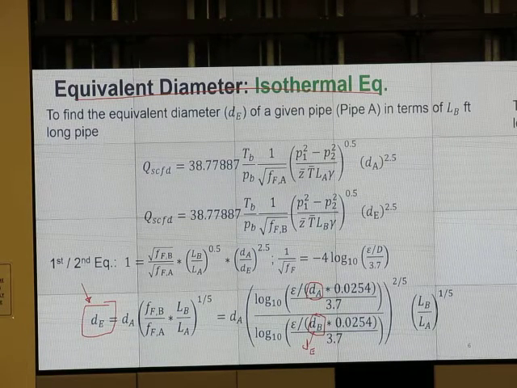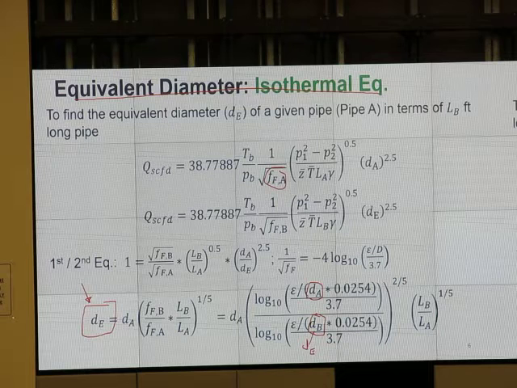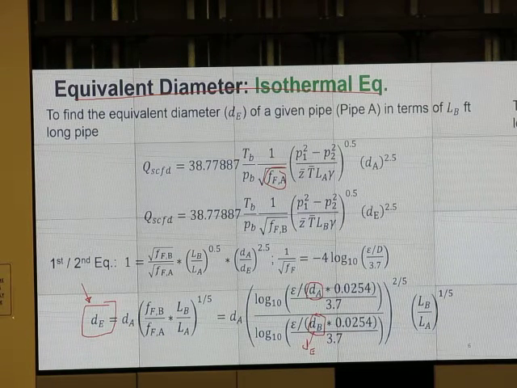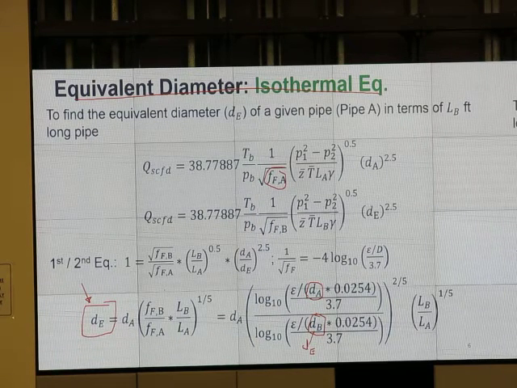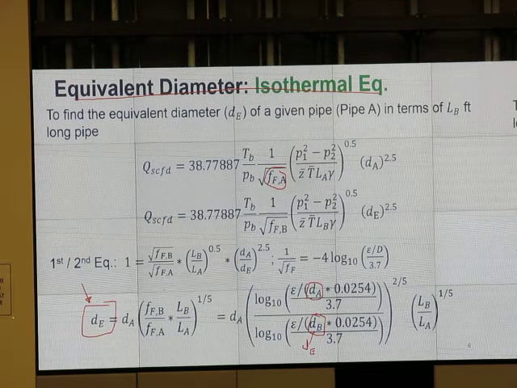Is this a typo? This is not a typo, because isothermal flow depends on the friction factor, and the friction factor, if it's a rough pipe, depends on that. So this is not a typo. Can we do it or not? I think we can do it anyway by using the successive method, because we have one equation and one unknown, so you can solve it.